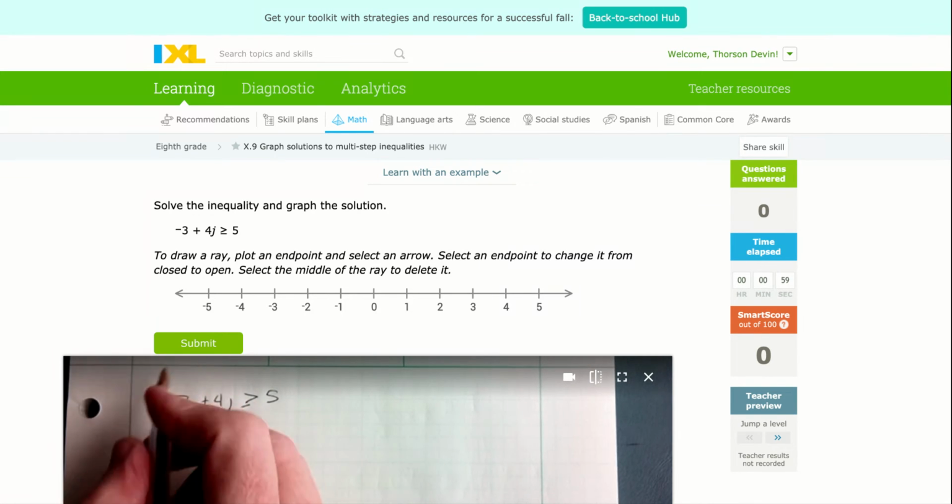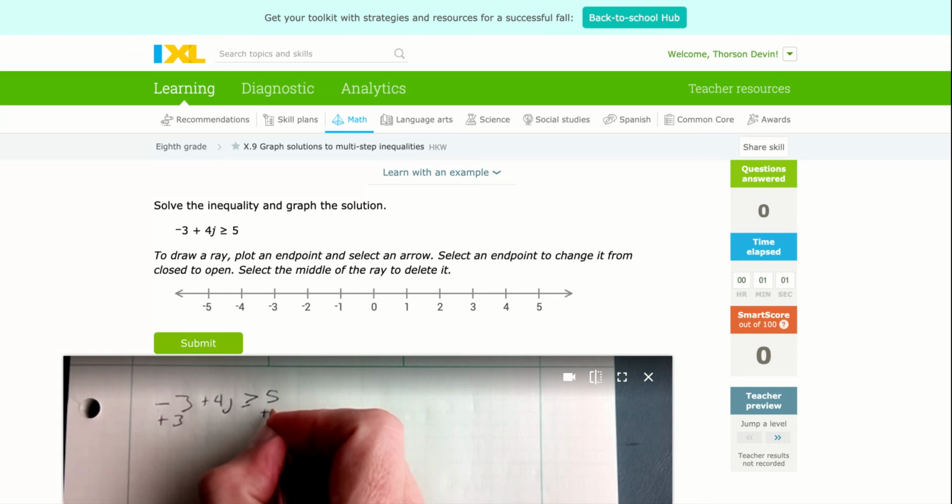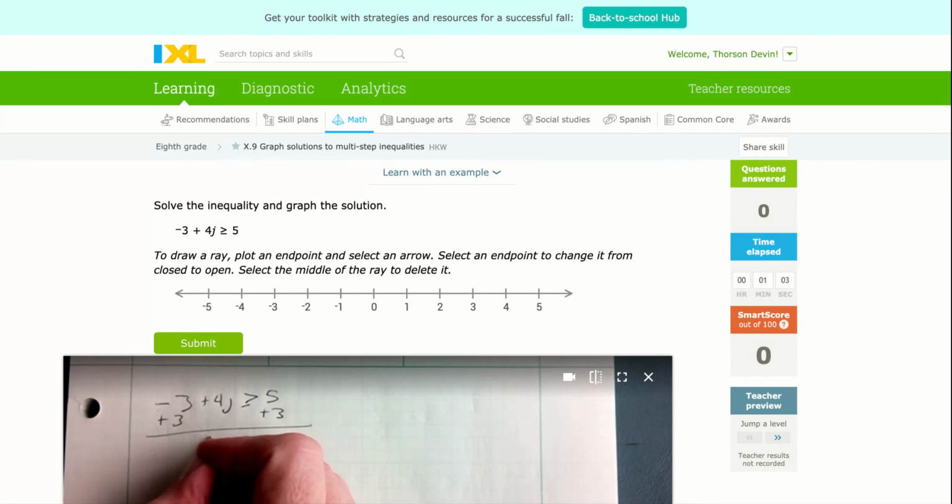So I'm going to get rid of that plus 3. I'm going to add 3 to both sides. That's going to give me 4j is greater than or equal to 8. Since I'm adding, I don't change the inequality symbol. And then the last step I'm going to do is divide by 4. Since that's a positive 4, I don't change the inequality. And j is greater than or equal to 2.